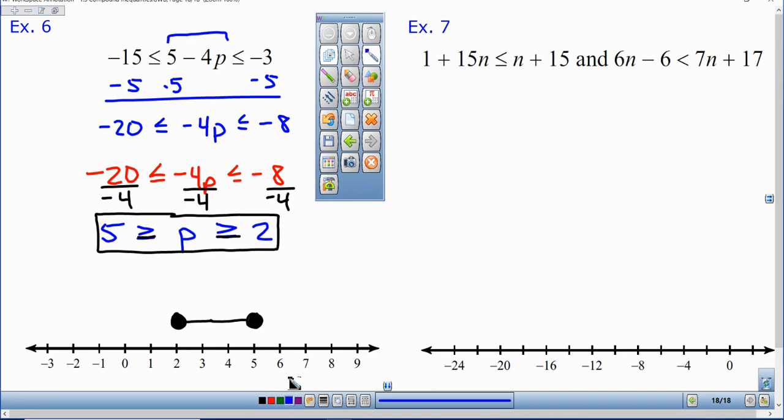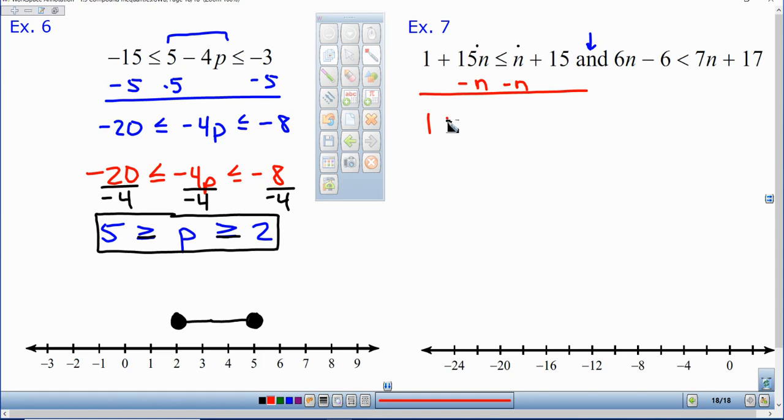And lastly, we have a compound and inequality with just separate inequalities already. We're going to solve them. First thing is I want to get the variable term. I see that it's on both sides. I want to get one of those to go away. I'm going to get rid of the n by subtracting n.